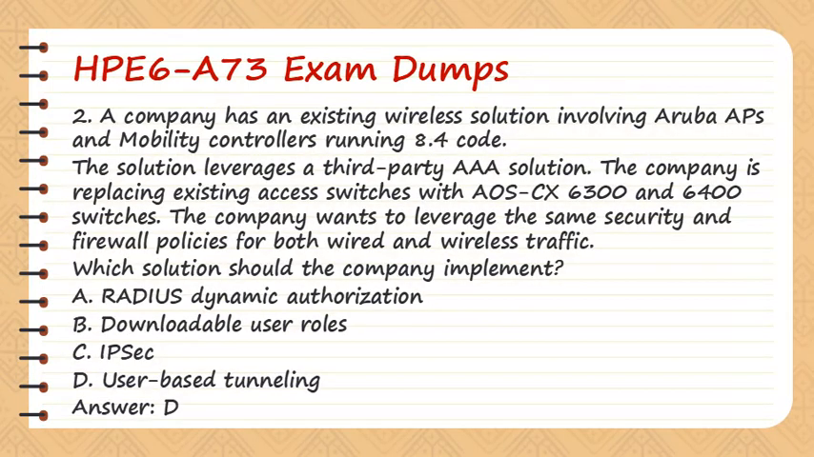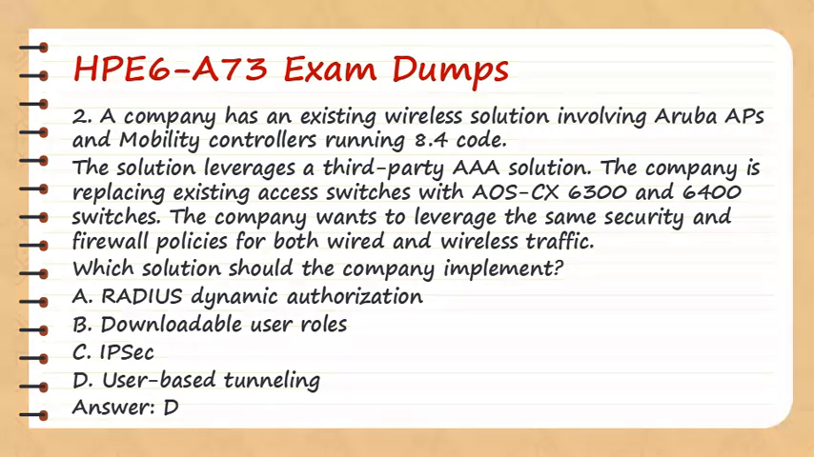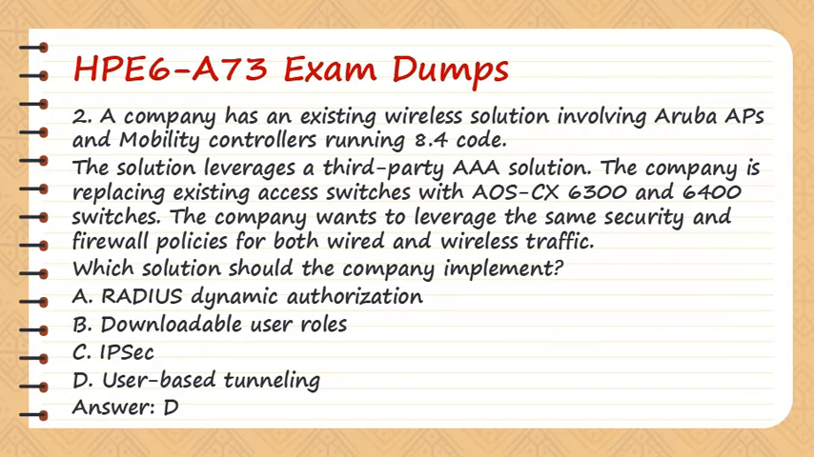2. A company has an existing wireless solution involving Aruba APs and mobility controllers running 8.4 code. The solution leverages a third-party AAA solution. The company is replacing existing access switches with AOS-CX 6300 and 6400 switches. The company wants to leverage the same security and firewall policies for both wired and wireless traffic. Which solution should the company implement?